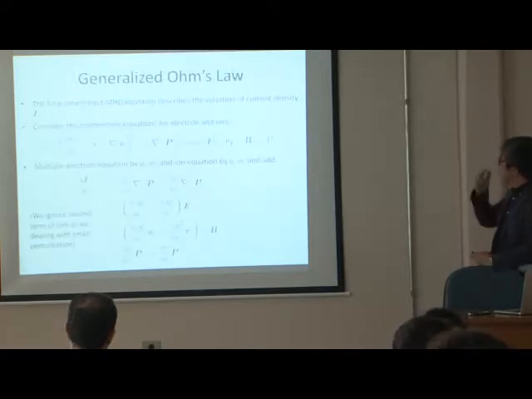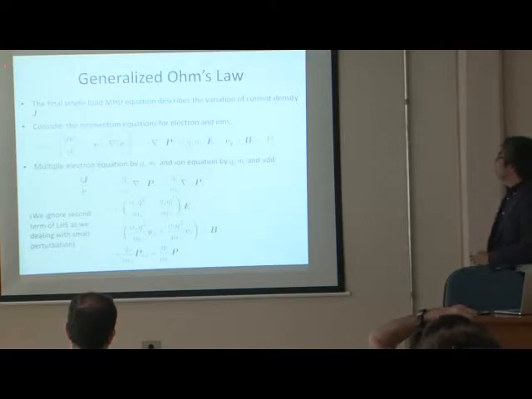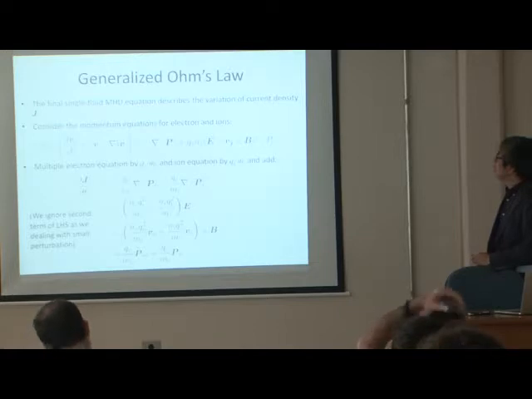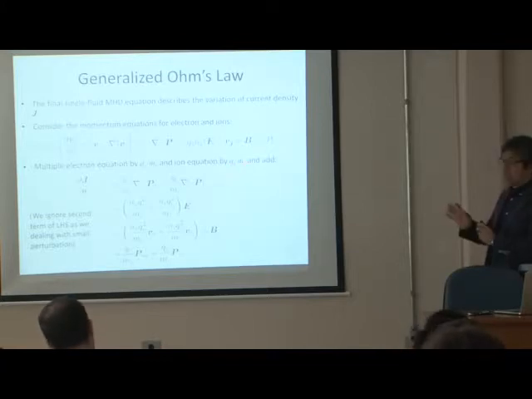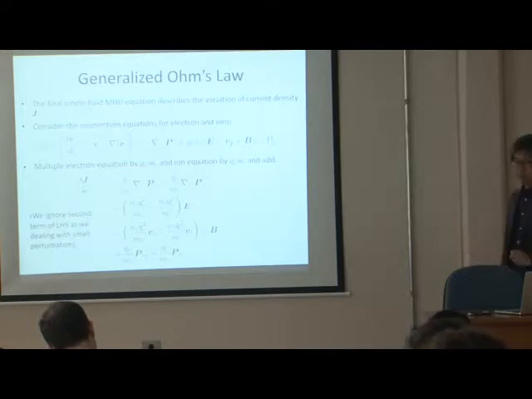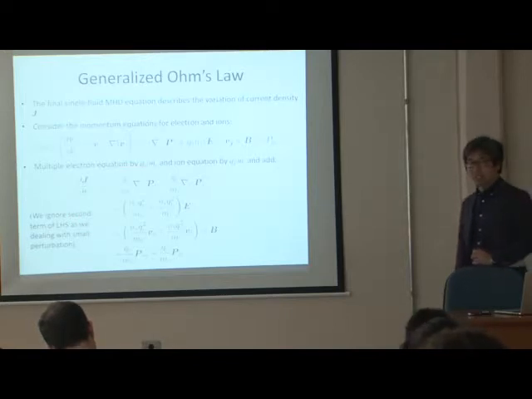So the next is to think about the generalized Ohm's law. First, the final is a single fluid MHD equation that describes the variation of the current density J. So we consider the momentum equation for the electron and ion again. Then we multiply the electron equation by qe over me and the ion equation by qi over mi, and then adding both, we get this kind of long equation. This is the starting point of the generalized Ohm's law.